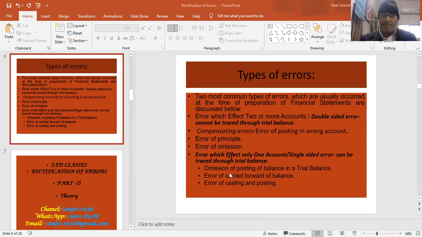And there are different types that we will discuss in the next video. And in double-sided error, debit and credit is matching. That's why we are not able to trace out this error by preparing trial balance.